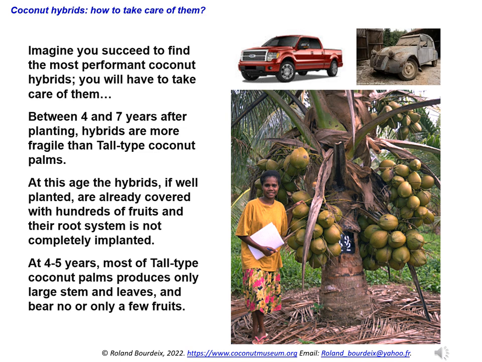At 5 to 6 years, most of tall-type coconut palms produce only large stem and leaves. They bear no or only a few fruits. If you are really unlucky and if a cyclone or a very severe drought occurs just during this period, the hybrids will suffer more than the talls. Some hybrids may even die while the tall type will survive. Since hybrids produce much more, it's worth planting hybrids.